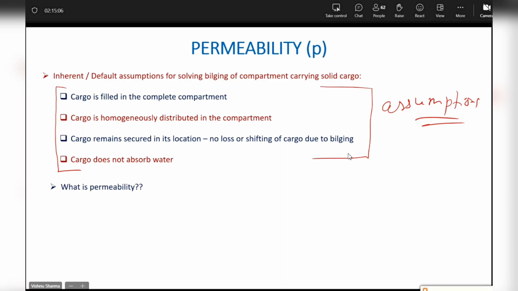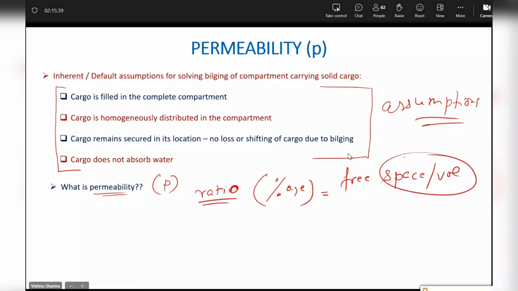Okay. Then we come to permeability, represented by small p. Permeability is the term which will tell us how much volume is free for the water to occupy. What is it? It's a ratio, expressed in percentage, of what? Free space in a compartment, free space or free volume, whatever you want to say, divided by the total volume of the space. This free space or volume is the space which is not occupied by cargo. It is available for the water to occupy.